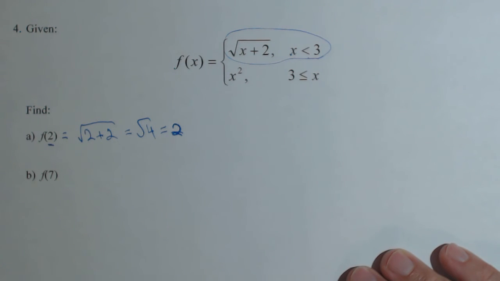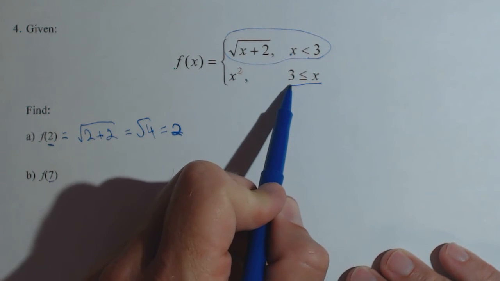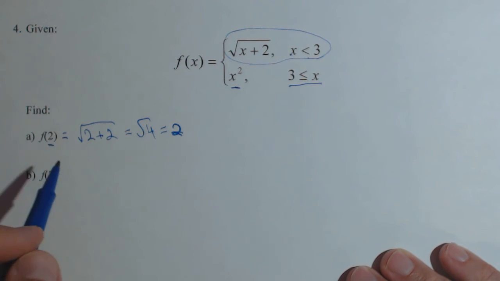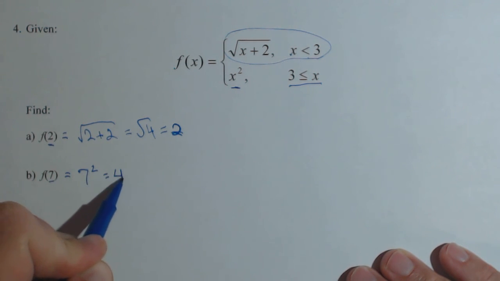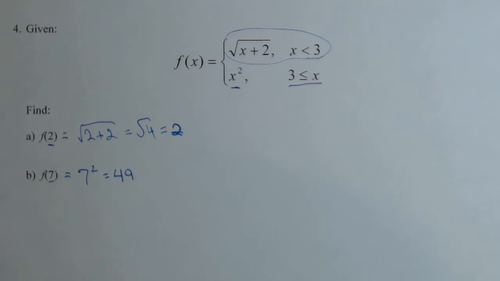So that's what's happening with these piecewise defined functions. When we go to evaluate them, we find out what piece we're on. Once we know what piece, we plug in and solve. F of 7, 7 is greater than 3. So we're going to use this piece, which means we plug in 7 into x squared, and we get 7 squared, which is 49. And there are our values.